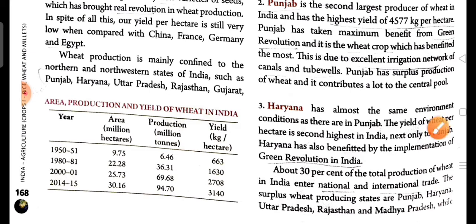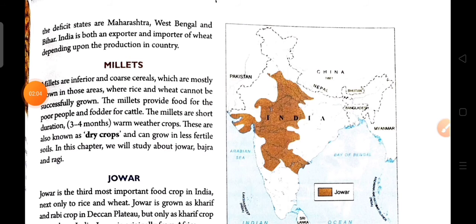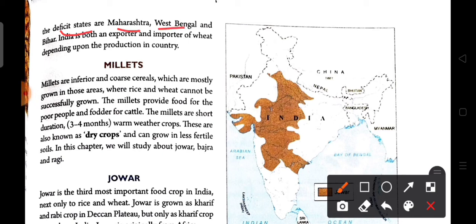About 30% of the production of wheat in India enters national and international trade. We know that the surplus production that a state produces is used in import and export trade, as it is national or international trade. The surplus wheat producing states are Punjab, Haryana, Uttar Pradesh, Rajasthan, Madhya Pradesh, while the deficit states are Maharashtra, West Bengal and Bihar.